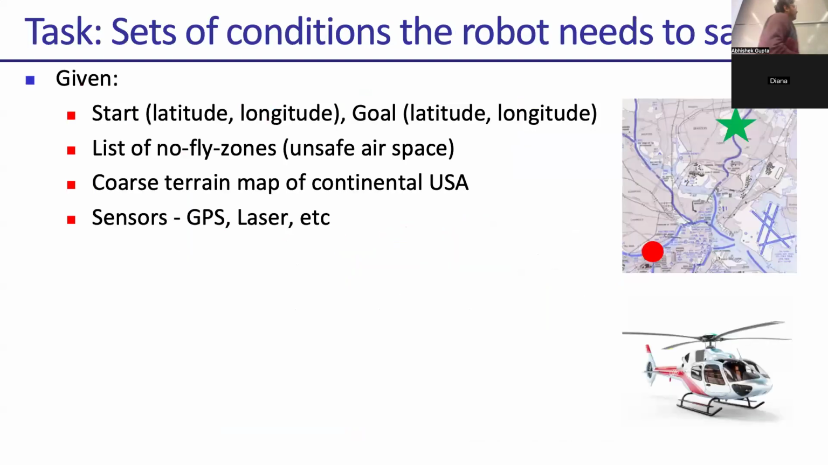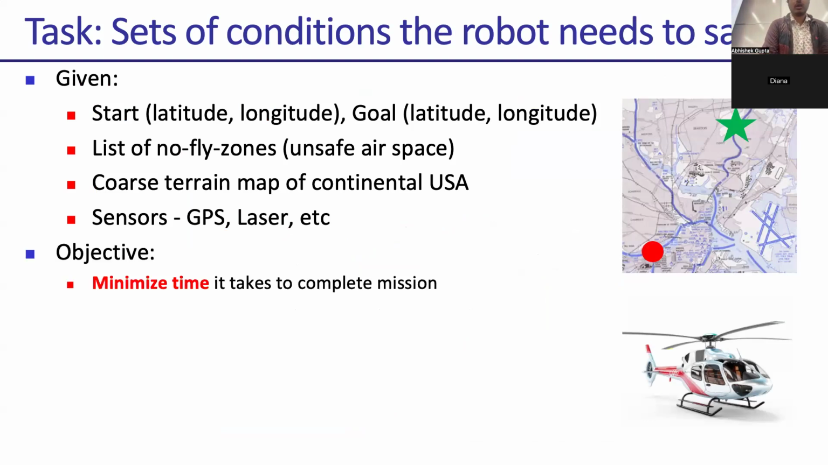So generally, the problem statement is that you're given a start and a goal in terms of the coordinates. You're given some list of no-fly zones. You're given some rough terrain map. That terrain map could change over time, right? And you're given some set of onboard sensors, like GPS, laser, cameras, barometers, something to measure the wind, right? And your goal is to minimize the time it takes to complete your mission, point A to point B.